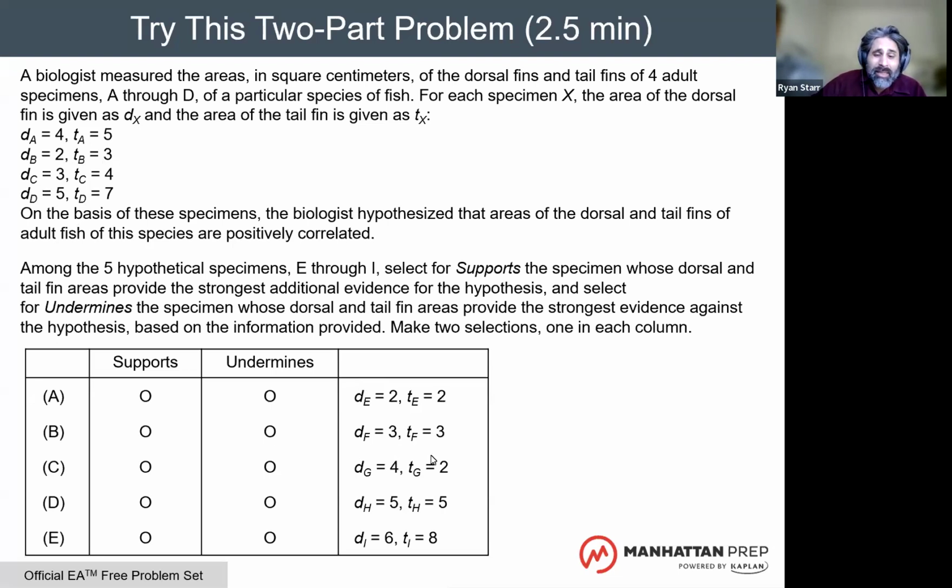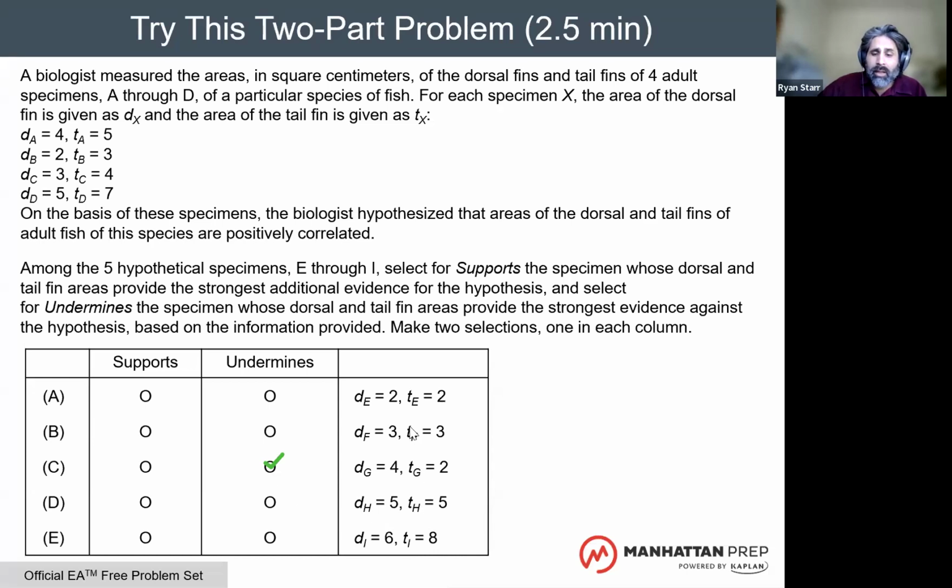If anything, it undermines it, but not as much as, say, a dorsal fin area of 4 and a tail fin area of 2. So far, out of all the data points we've looked at, we've seen a lot in which the tail fin area is greater than the dorsal fin area, and now a couple in which they're equal. This is the only one so far in which the tail fin area is smaller than the dorsal fin area. And that is a really, really good sign that this one's going to undermine this whole positive correlation thing. It goes a totally different direction. Tail fin gets smaller as dorsal fin gets bigger.